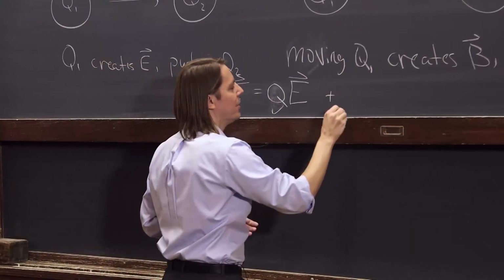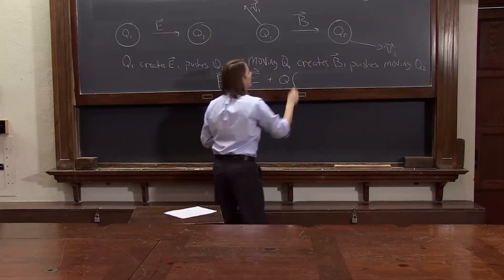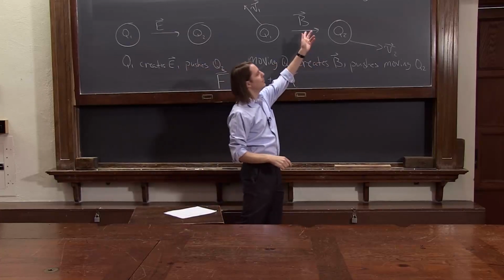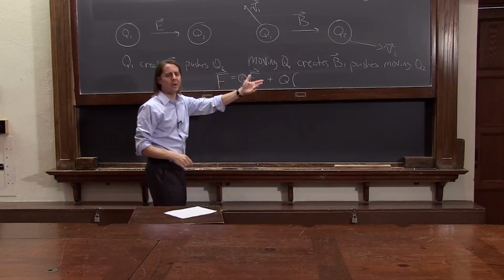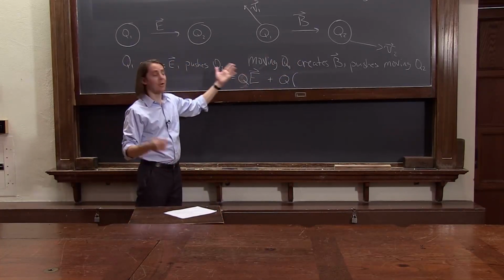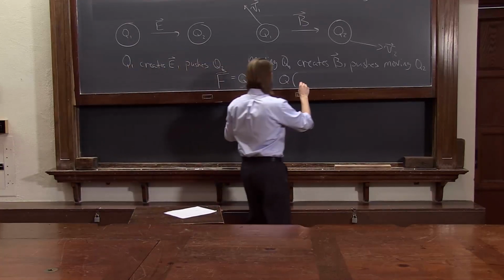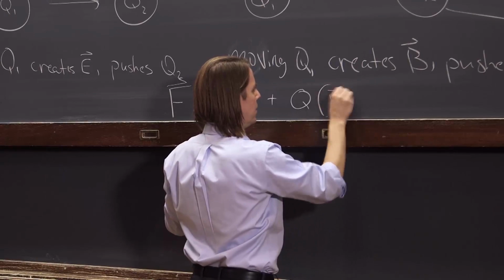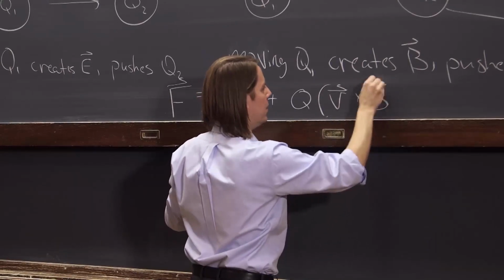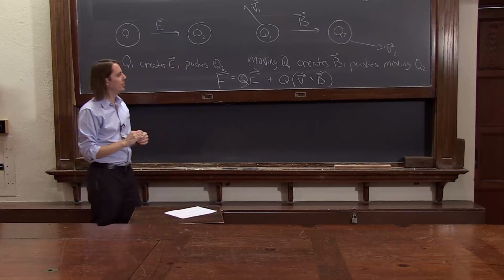But then the magnetic part is also the charge, Q, but then we have to involve the velocity and the B field, and those are both vectors. So we have to multiply two vectors to get a vector. Dot product doesn't work because that gives you a scalar. So when you multiply two vectors and you want to get a vector, you use a cross product: QV cross B. And we'll talk about what that is if you don't know what the cross product is.